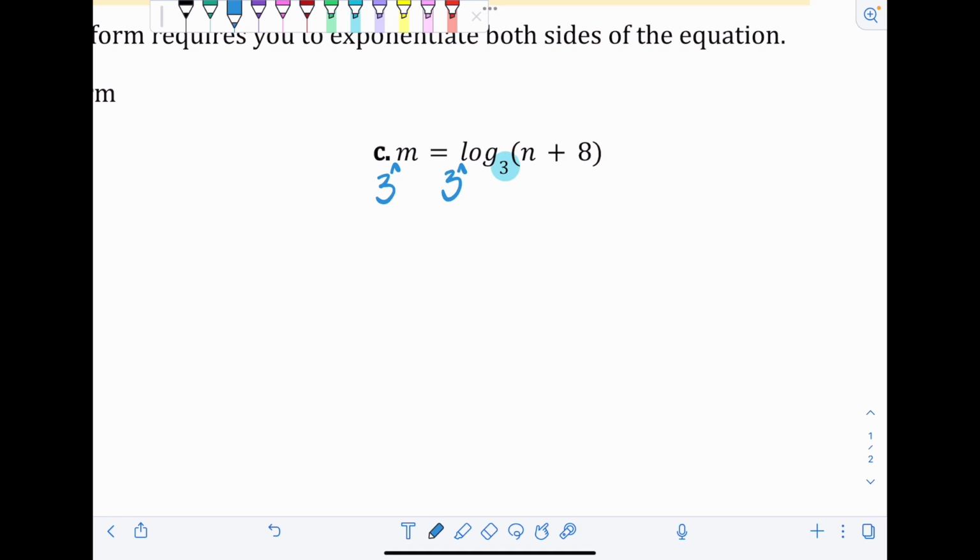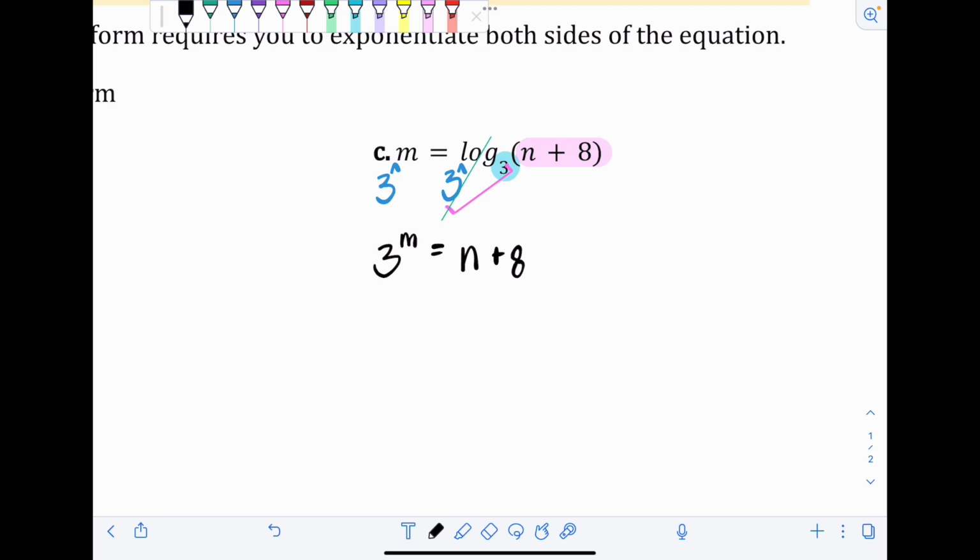I'm not going to rewrite that line because I want us to get comfortable with canceling it out from here. Everything in this original equation is now an exponent over a base of 3. The exponential and the log with a base of 3 are inverse operations, so they cancel each other out, and I would be left with just what I'm taking the log of. So it would be 3 to the m power equals, the 3 exponent and the log with a base of 3 cancel out, and I'm left with just n plus 8.